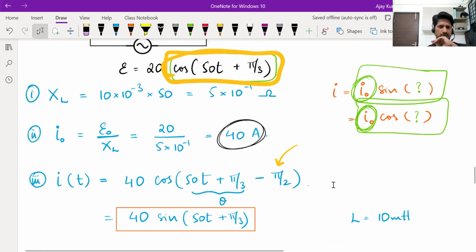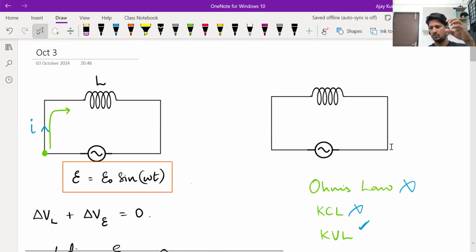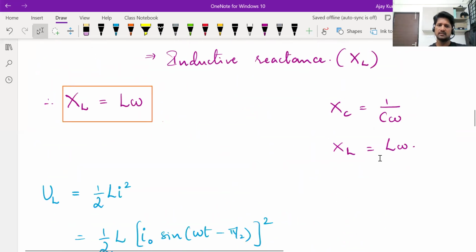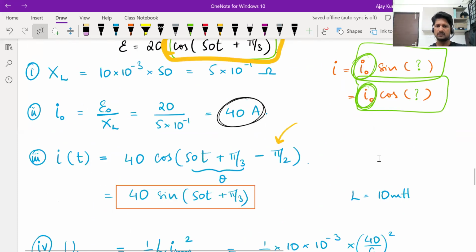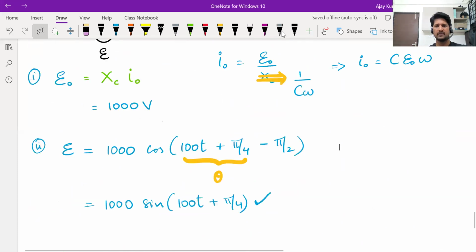Did you all understand what we did today? What happens when alternating EMF is connected to resistor, capacitor, inductor separately? How to find out currents, energies, average power dissipated, all those things. Is it clear? Any confusion anywhere? No, sir. Okay, but I can see you people are struggling with the basic formulas and conversion of sine to cos also. So tomorrow's worksheet will have questions based on all three: resistor, capacitor, inductor. Solve it thoroughly and send.